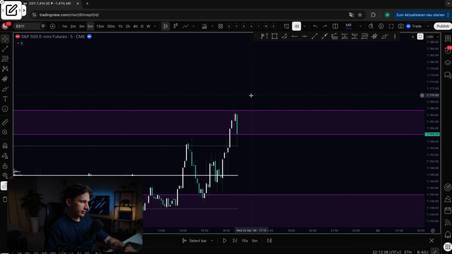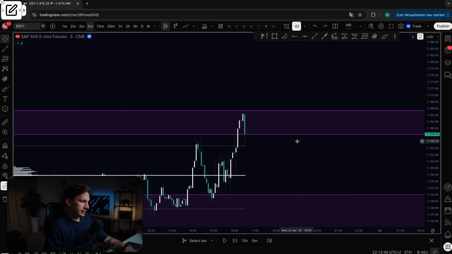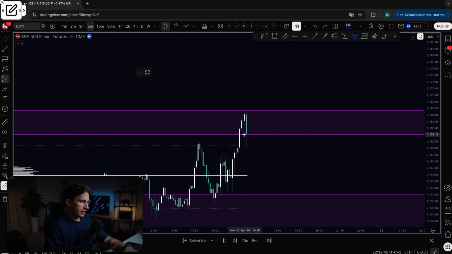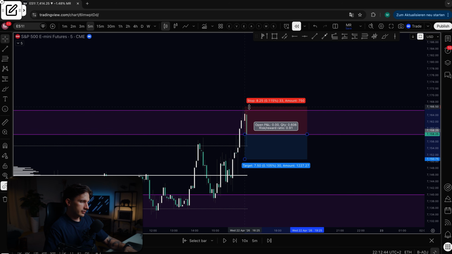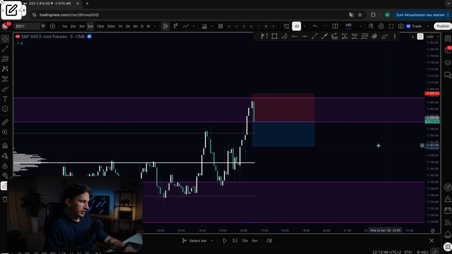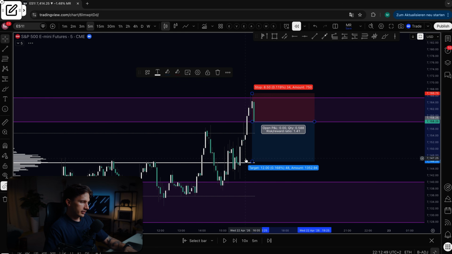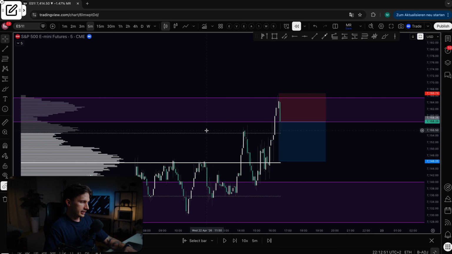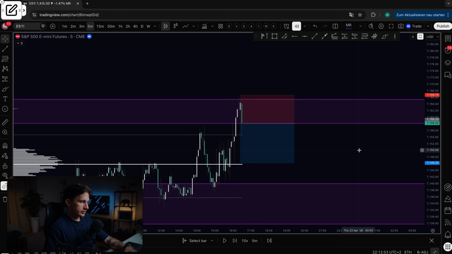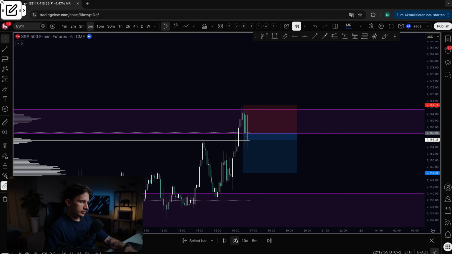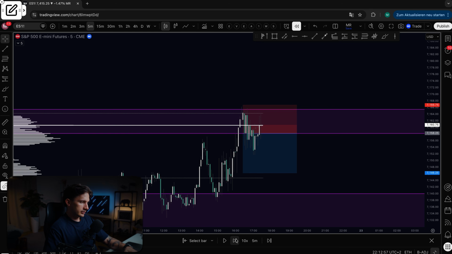Now of course I'm here on the 5 minute, so you probably will get a bad entry on the 1 minute. But let's say right here we are just looking here for this short example, stop loss above right here, and we are, let's say, targeting the point of control from the daily profile right here. So let's just play this now out and see what the market is doing.